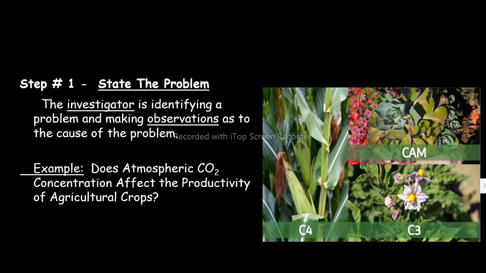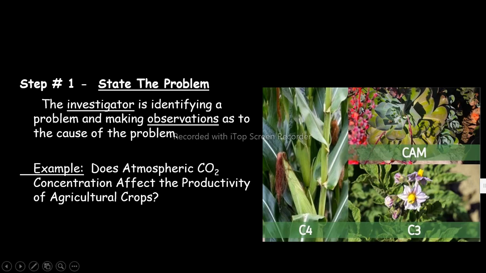You know that we have C4 plants, you know that we have C3 plants, and CAM plants, the crassulacean acid metabolism plants. So keeping in mind that, you shouldn't just deduce anyhow, but rather you go in a lab and you carry out the experiment. So you first identify the problem.